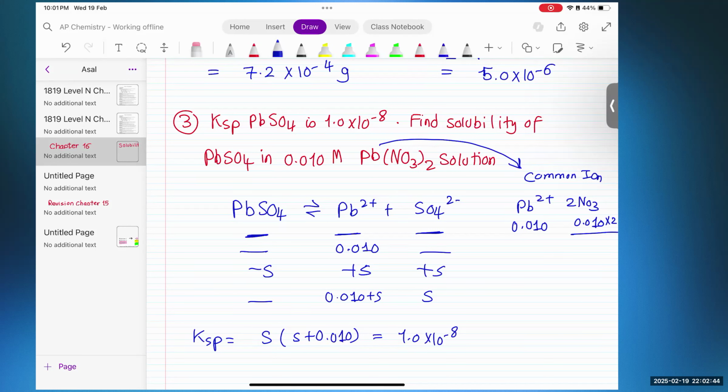Do we neglect 0.01? Try to do it first with it and see what the value is, because I need you to find the answer to understand. So make S squared plus 0.01 S. Yeah, 1 second.